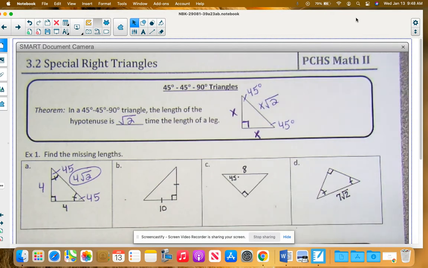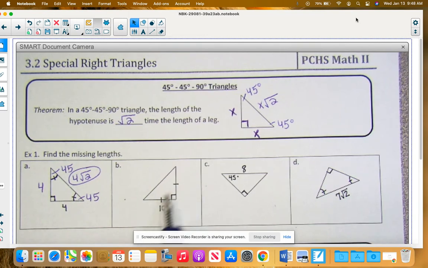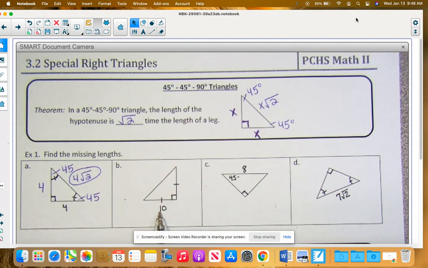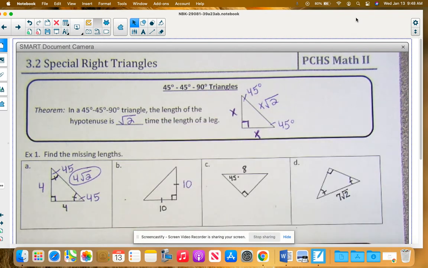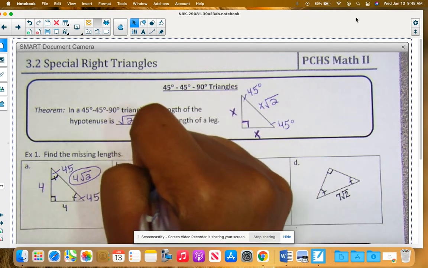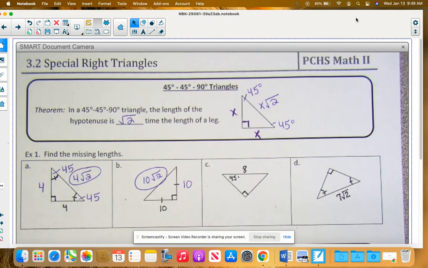All right, B. Tick marks mean that these two sides are congruent. So if this is 10, that's 10. And our hypotenuse is the square root of 2 times our leg length. So 10 square root 2.